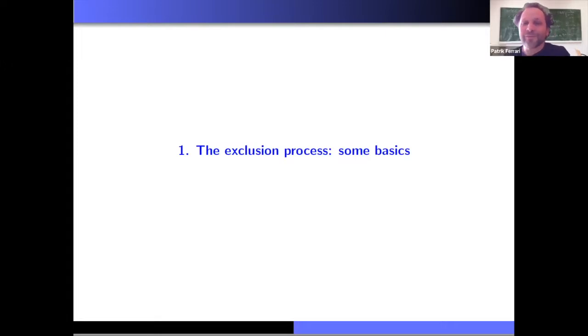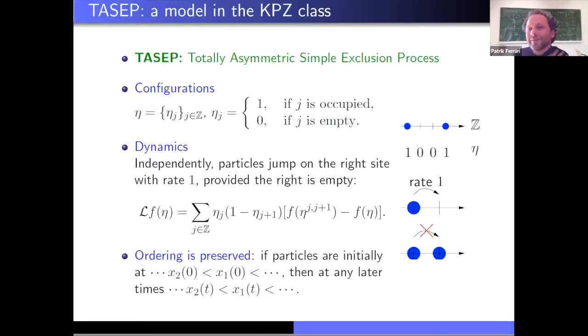Some of this I can do a bit faster than in a typical talk because everyone knows the exclusion process. Just to fix the notation, eta_j will be the particle occupation at position j, and my particles jump to the right with rate 1. Looking at the totally asymmetric case, exactly like in Jeremy's talk, I use the ordering right to left for the particles.